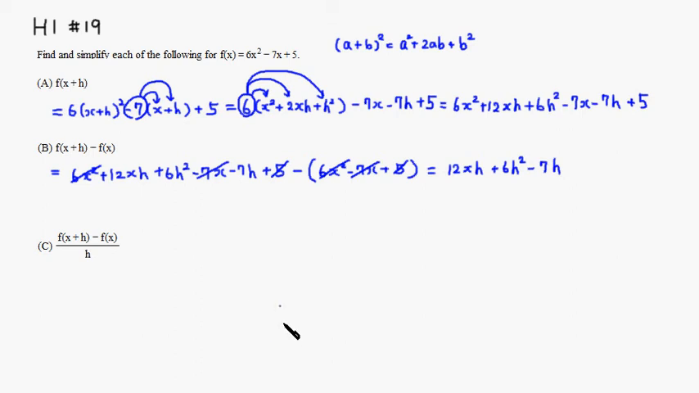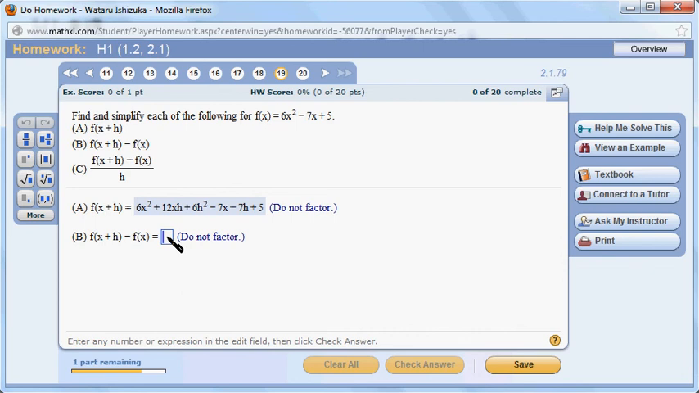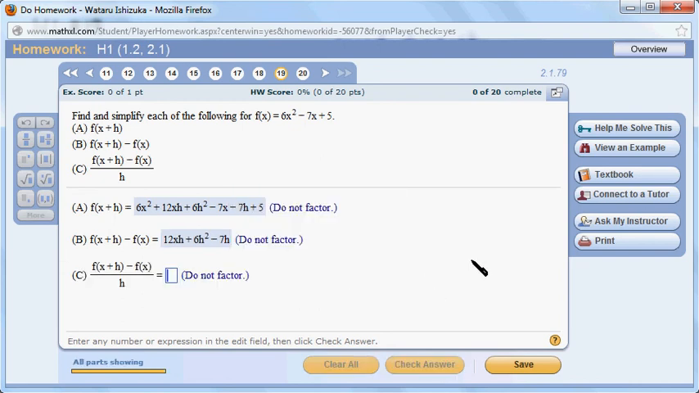So let's type it in. The answer was 12xh plus 6h squared minus 7h. Let's check the answer. All right, so we got that. Then last one, the difference quotient. So let's do that.